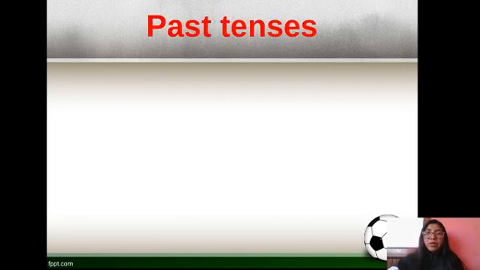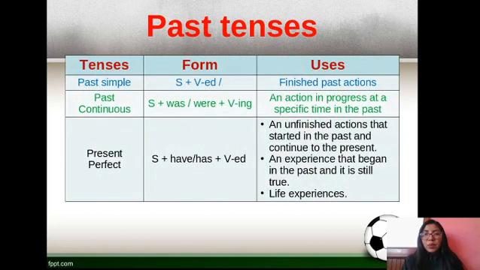Okay, we are going to review past tenses as I said before. We have past simple, past continuous, and present perfect. We are going to review first the form. What is the structure of each tense? Pay attention. In order to create a sentence using past simple, we are going to use the subject, the verb, ed, and the complement.